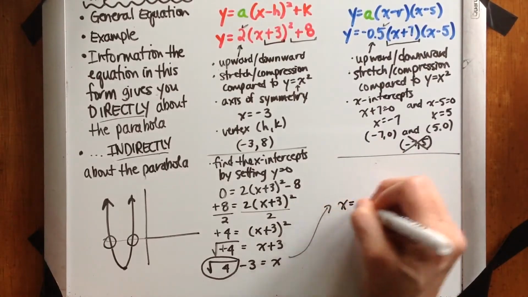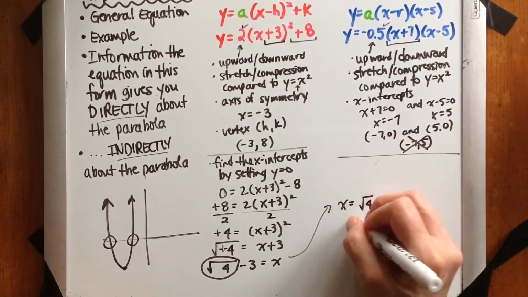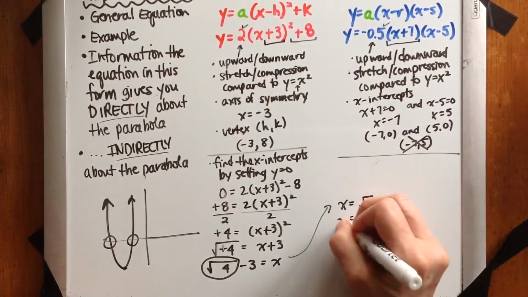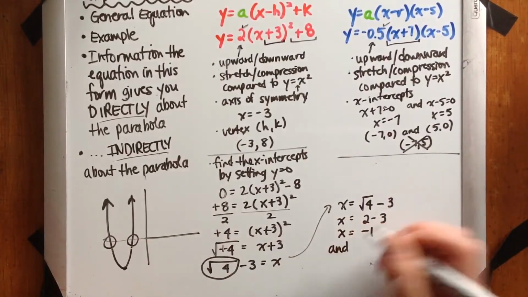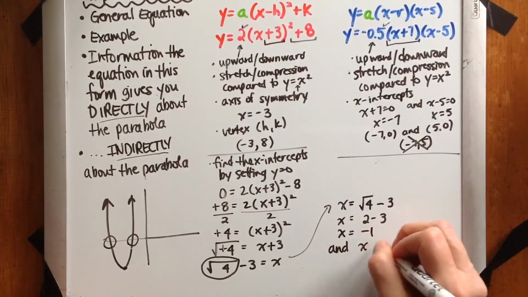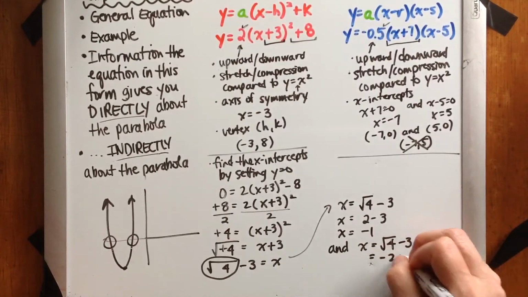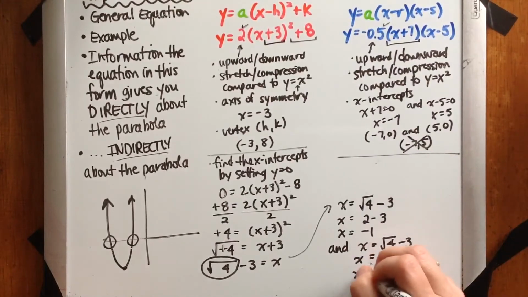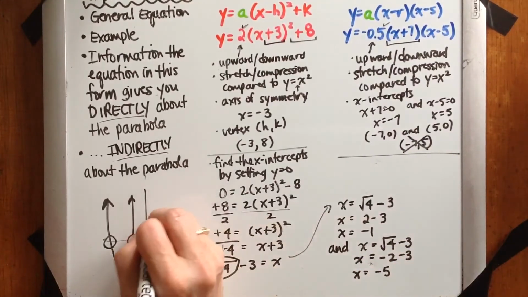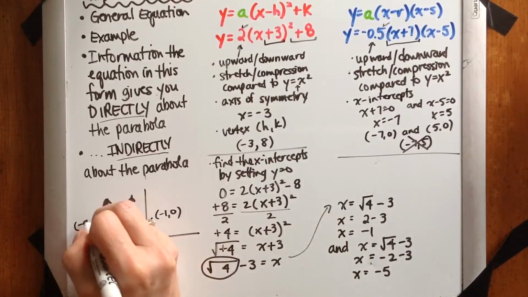Okay? So x can be equal to the square root of 4 minus 3. One of the roots of 4 is 2. So x could have a value of negative 1. So one of these intercepts is at negative 1. But there's another value that the root of 4 can have. The root of 4 can also have an answer of negative 2, because negative 2 times negative 2 is equal to positive 4 as well. So x could be negative 5. So that means one of these is at (negative 1, 0), and the other one is at (negative 5, 0).